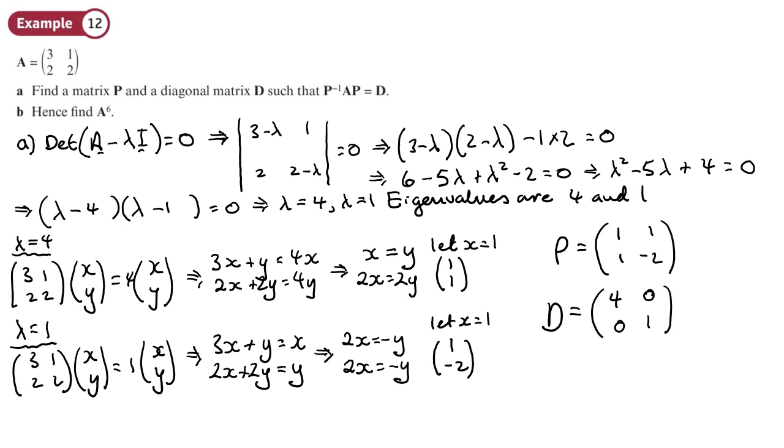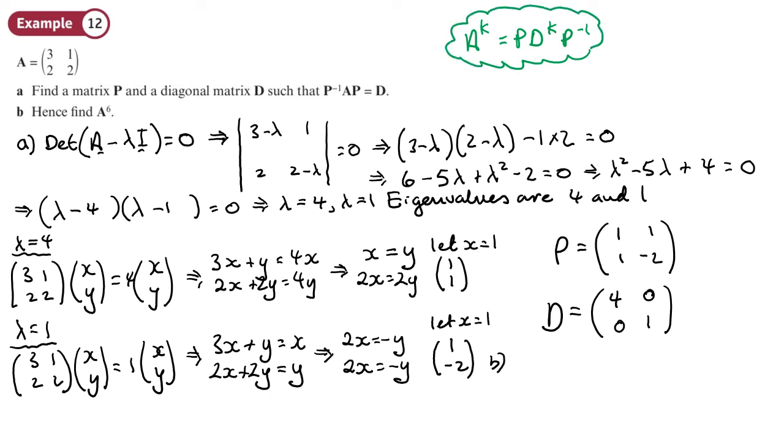Okay, now part B asks us to work out A to the power 6. Now we're going to use this relationship here, that if we want to find the power of a matrix, let's say matrix to the power k, that's equal to P times the diagonal matrix to the power k times P inverse. So this is what we're going to use.